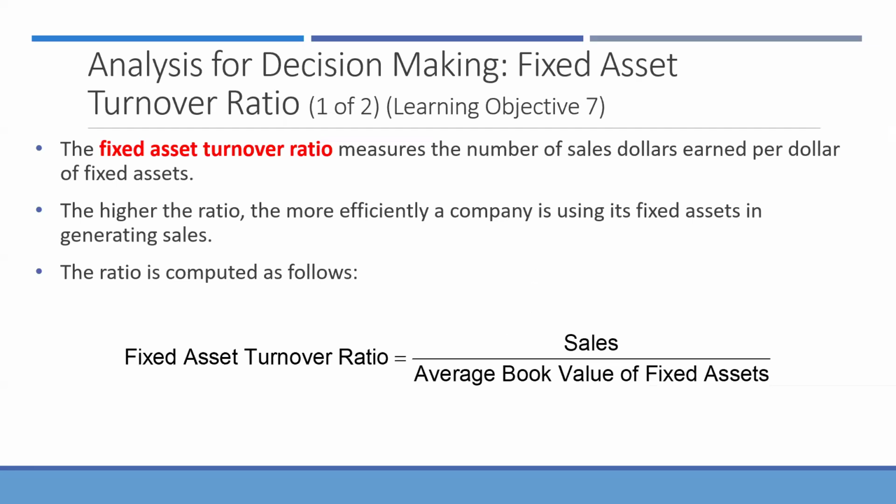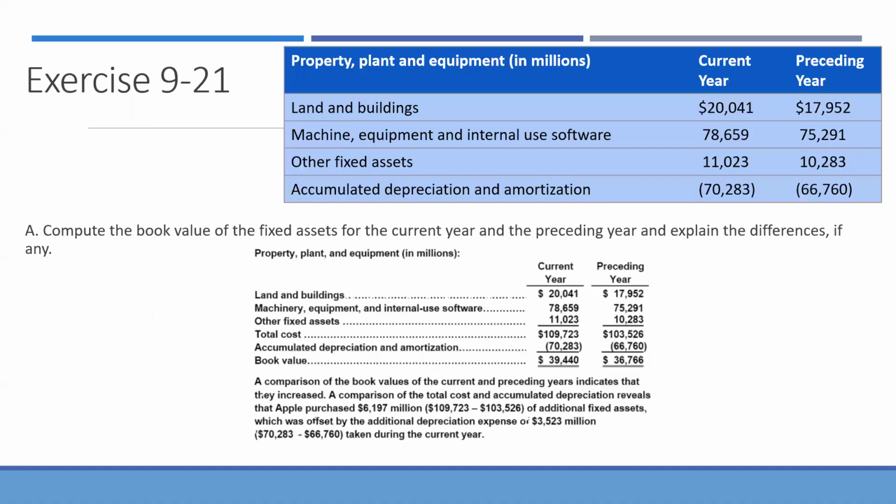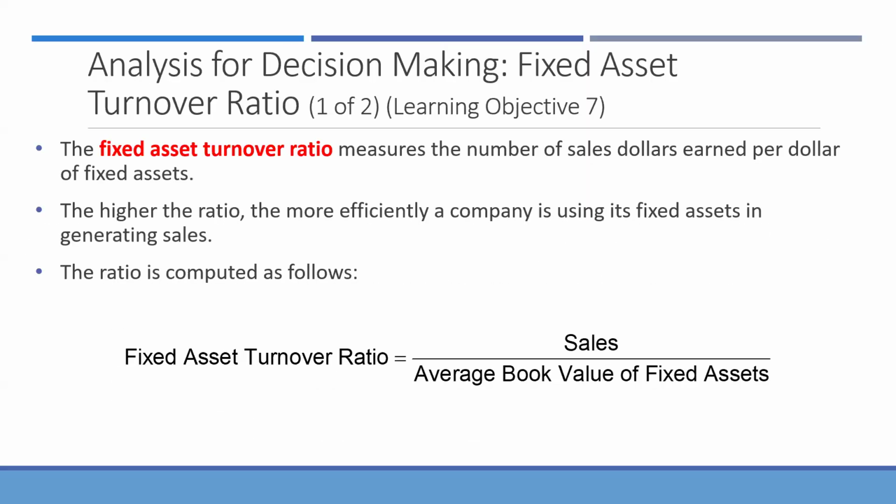For analysis for decision making, we have our fixed asset turnover ratio this week, and that's sales divided by the average book value of the fixed assets, which is the net amount, so less accumulated depreciation. And it is an efficiency metric of how effectively the company is generating sales with fixed assets, and also sort of a metric of how capital intensive the business is.